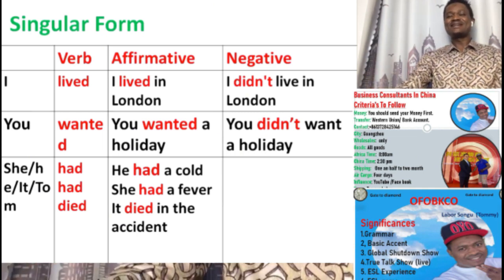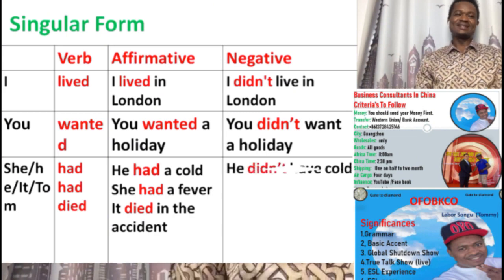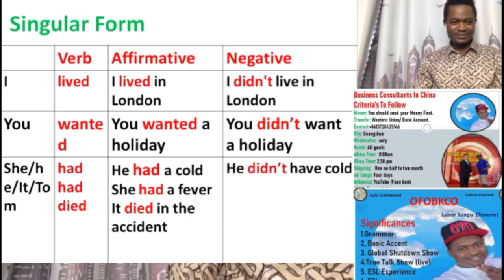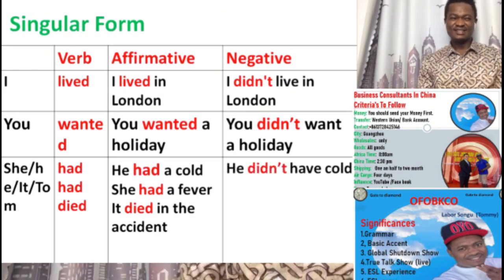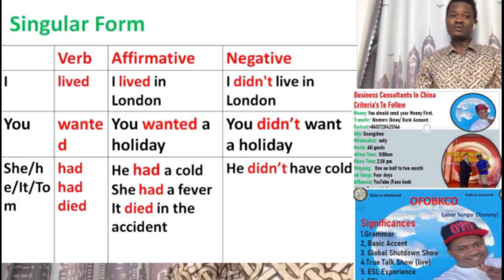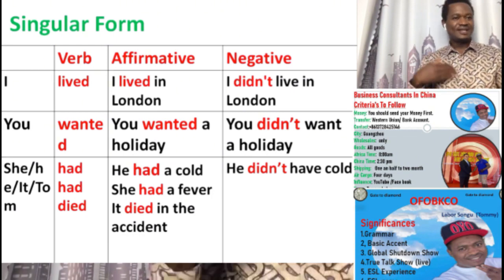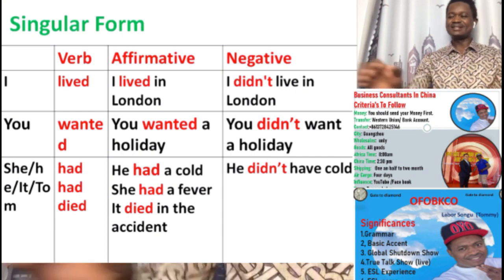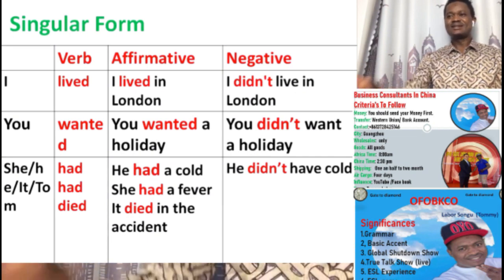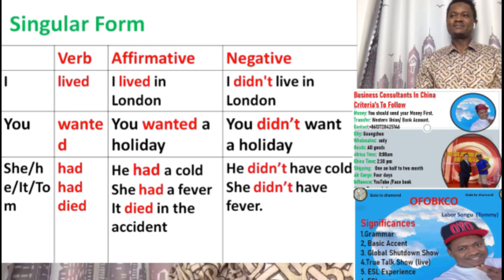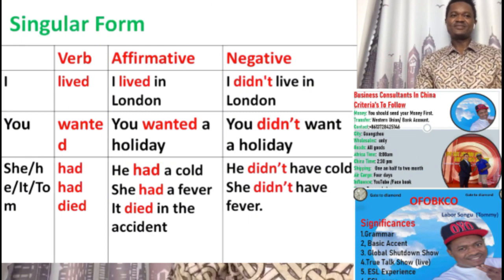All right, guys, let's go to the negative form. The negative form is: he didn't have a cold. He didn't have a cold. You've got to say it faster, man. I don't have time to say it slowly: he didn't have a cold. That's the faster way to say it. Yeah, she didn't have a fever. She didn't have a fever. Faster. She didn't have a fever. All right.